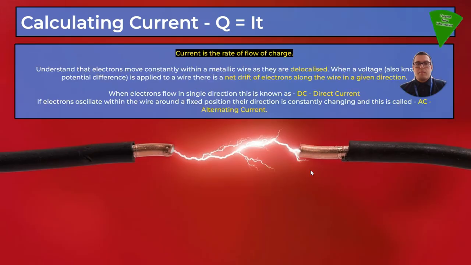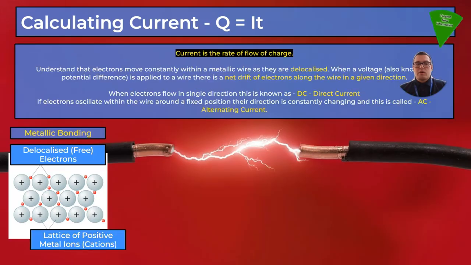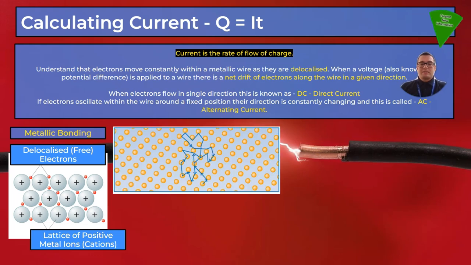Okay, just in terms of understanding this a little more clearly, it's important you understand the basis of metallic bonding in a wire. A wire consists of positive metal ions arranged in a lattice, which remember is just a regular repeating pattern, and they are surrounded by delocalized electrons. Those delocalized, or free, electrons move freely through the wire, and as they do that, they have the capacity to collide with the ions.